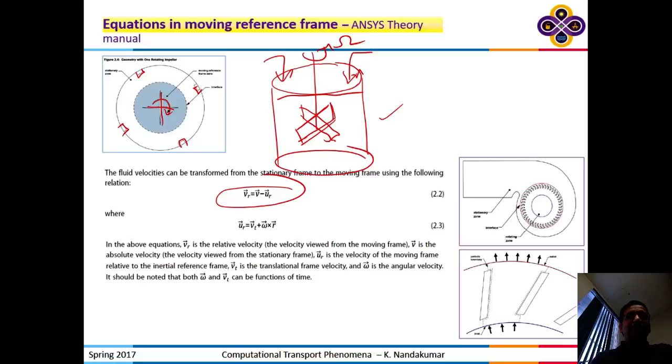Okay? So you divide the zone into two zones shown by the shaded line and the dotted line. Inside that you put it into a moving reference frame. Outside that you solve the equations in a stationary reference frame. Then what do you have? You have a problem only at the interface because you have two velocities at the interface. As you approach the interface from the inside, the velocity is with respect to a moving reference frame. As you approach from the outside, it is with respect to a fixed reference frame.